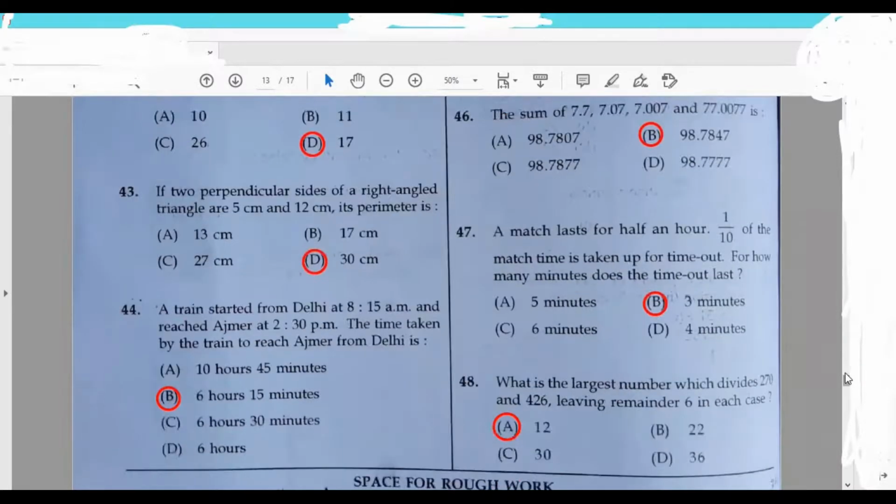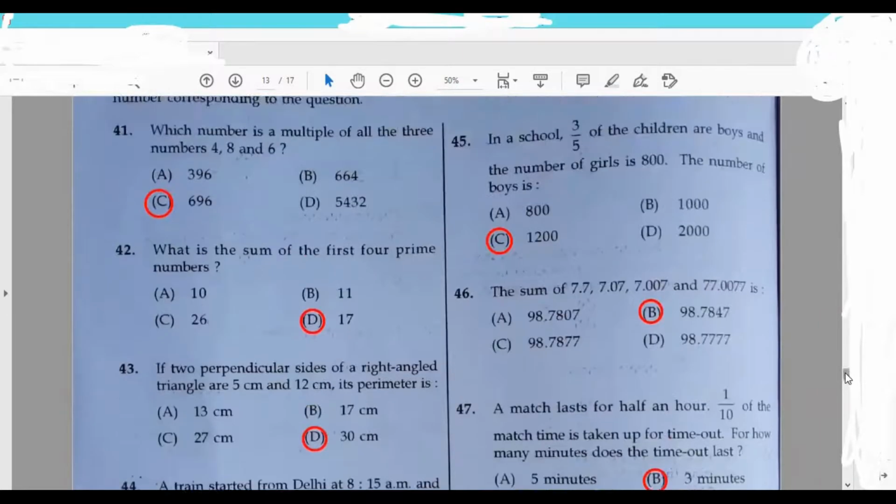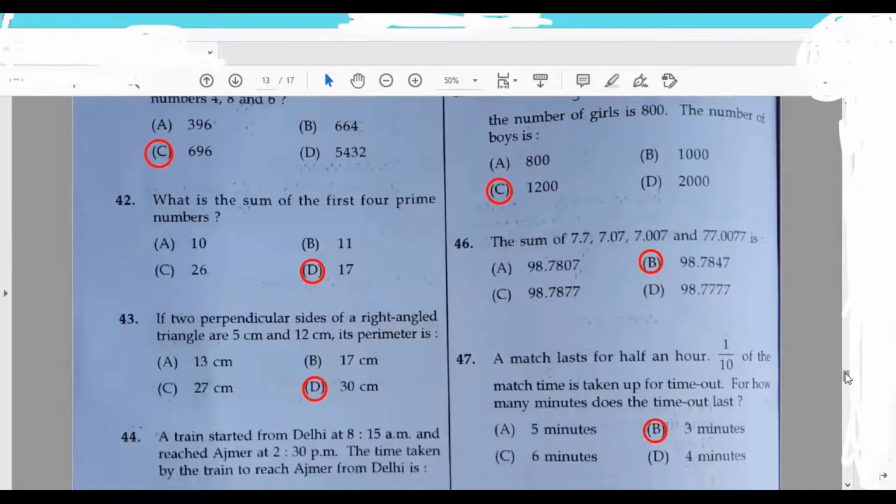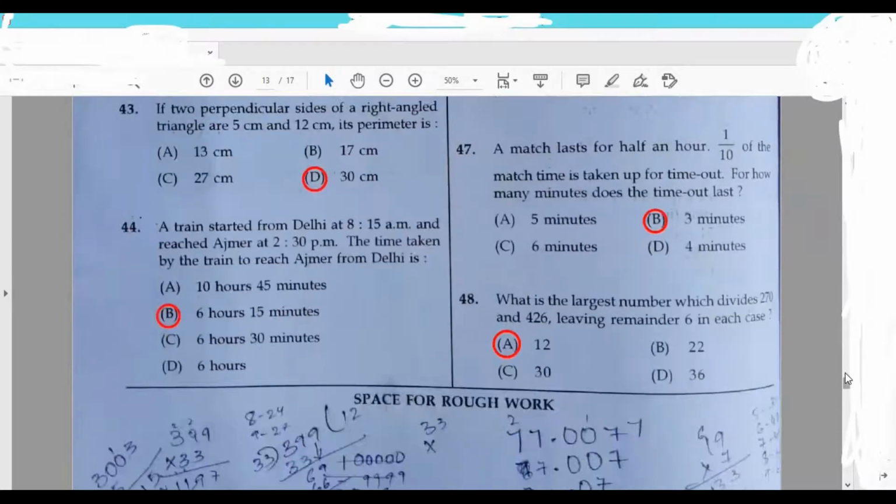For 44th, the answer is B. It will also be calculated by the distance-time formula. For 45th, you will do the fractional method and your answer will be C. For 46, you will just add up, your answer will be B. For 47th, your answer will be B, and for 48, it will be A.